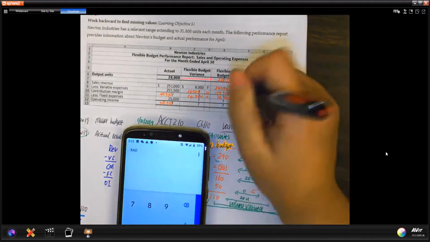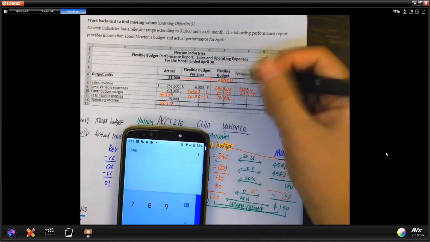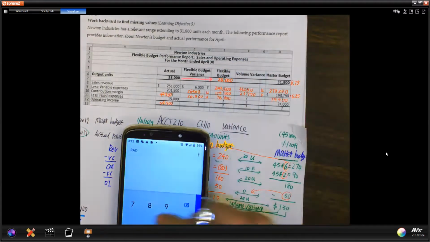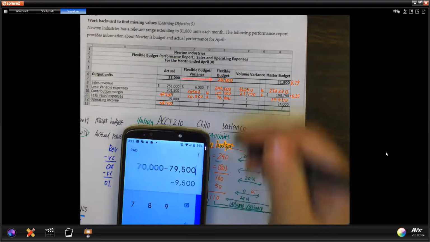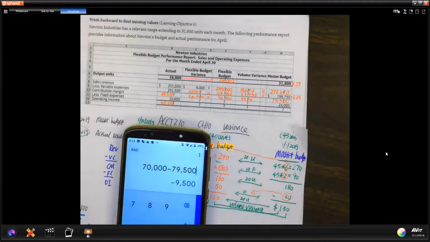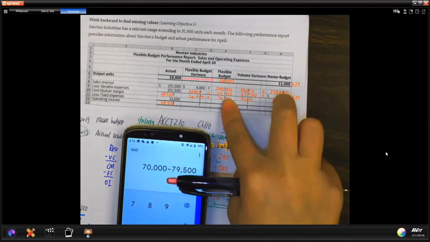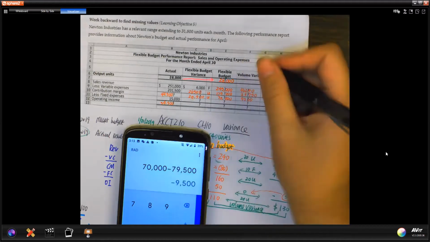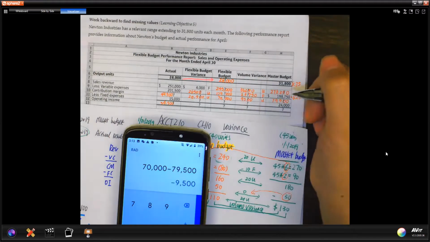And your flexible budget is, okay, 70,000 minus 79,500. So you got the number of 9,500. Your left side is lower than your right side. This is a contribution margin, so it's unfavorable there.